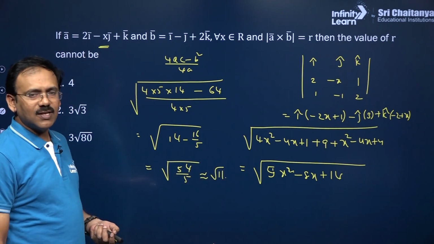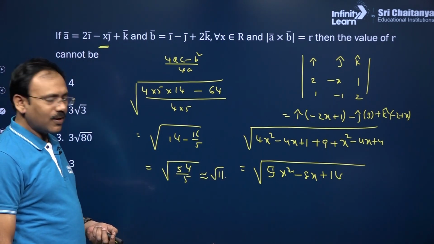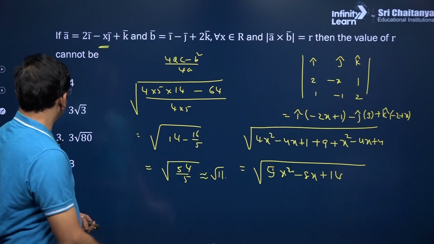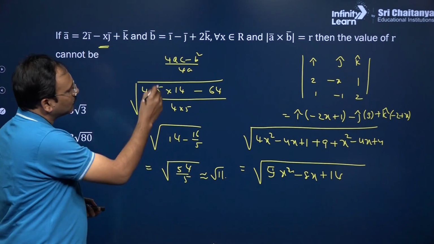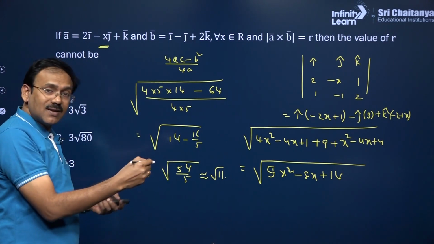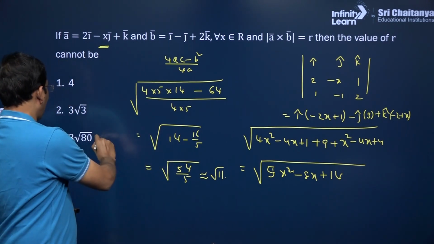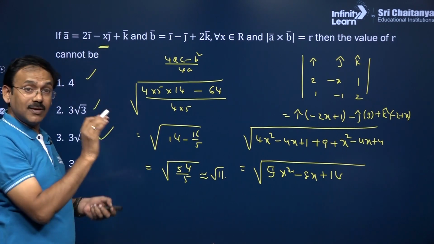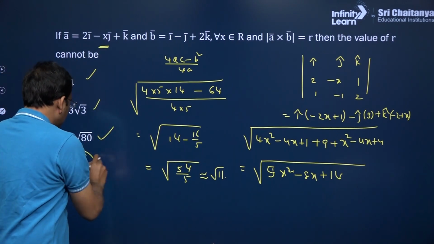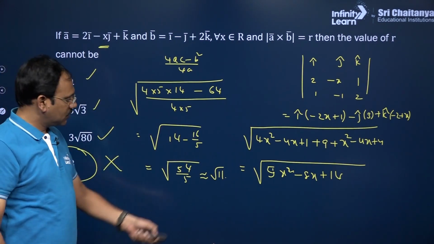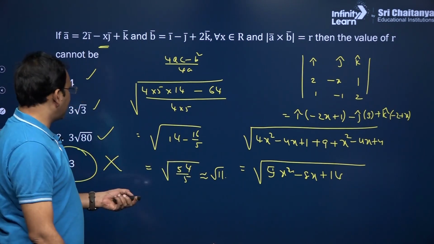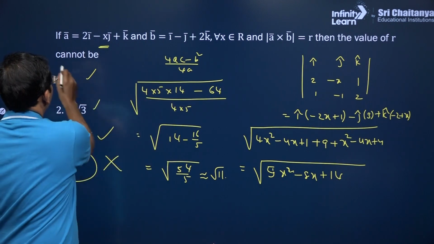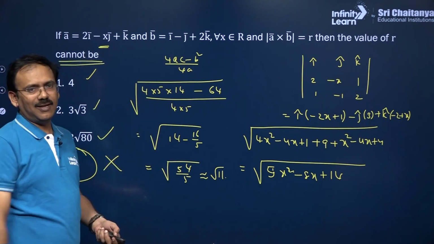Root 11 means we can say 3.3 something. Okay, 3.3 in the sense, you see, this must be minimum 3.3. That means the square root of this must be greater than or equal to 3.3. All these greater than or equal to 3.3 are possible, but 3 is impossible. The minimum value itself is almost root 11, right? So, my dear friends, r cannot be 3.